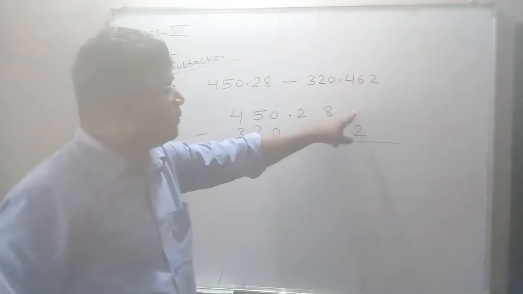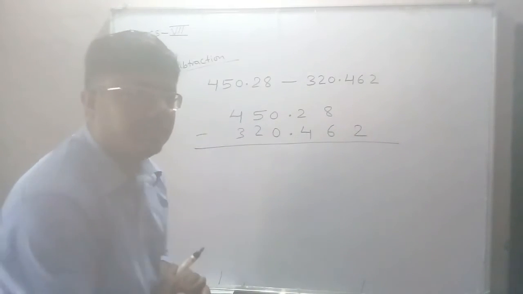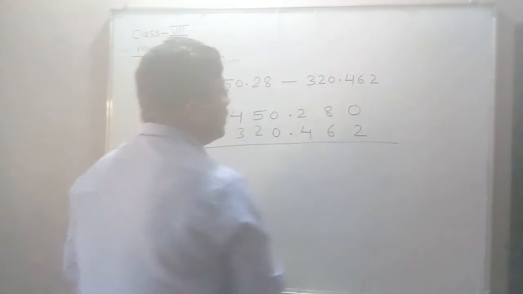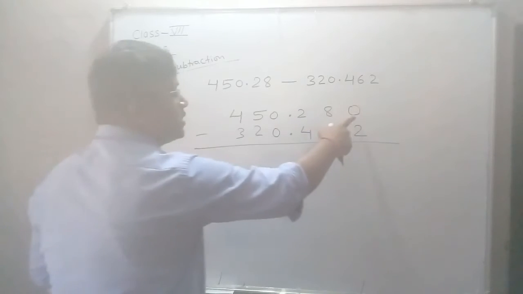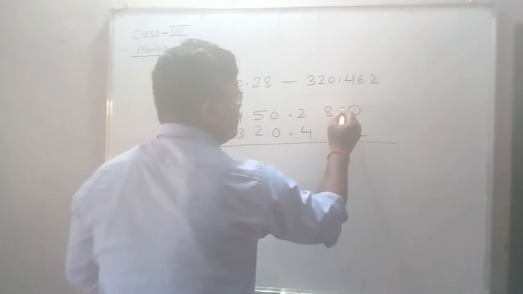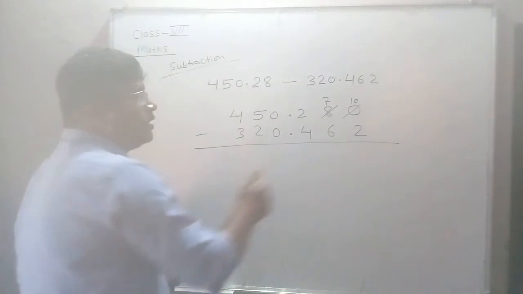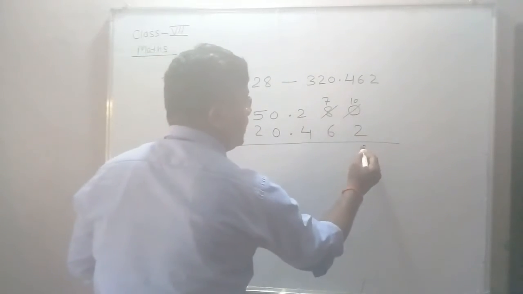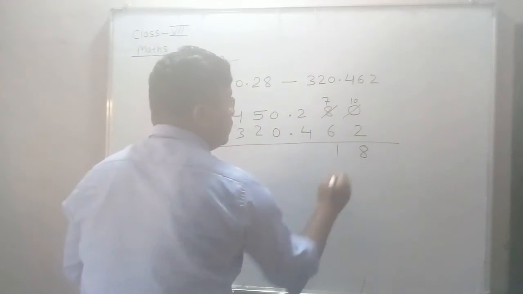So just above it there is no digit, so what can you write? What do you think? What can you write? Yes, 0. Now from 0 you cannot subtract 2, so it will ask to borrow from 8. So 8 will give 1 here, so it will become 10 and here it will become 7. Okay, so 10 minus 2 is 8. 7 minus 6 is 1.